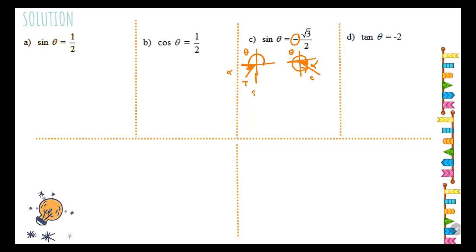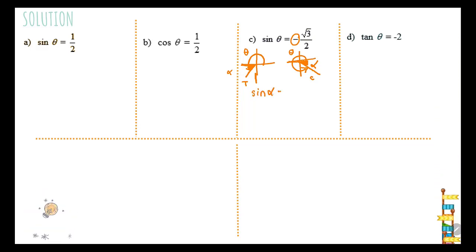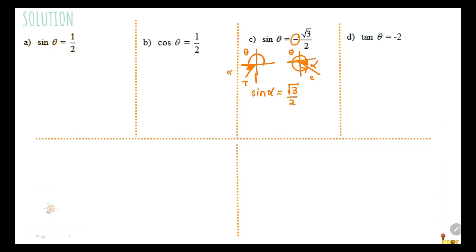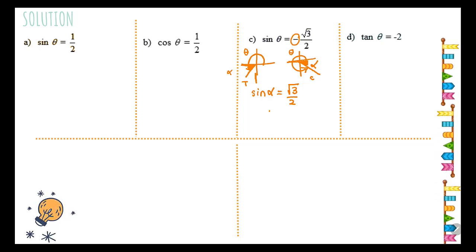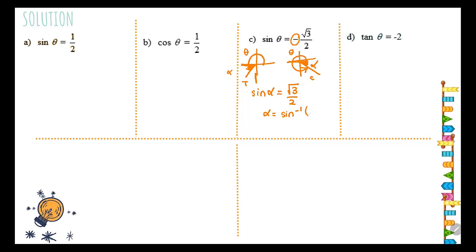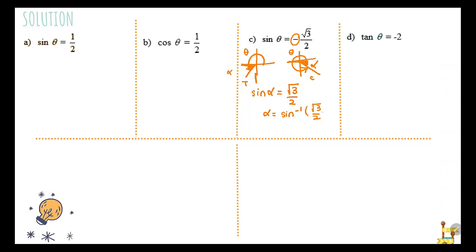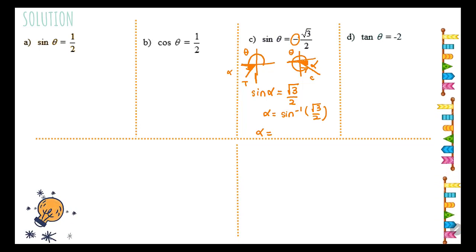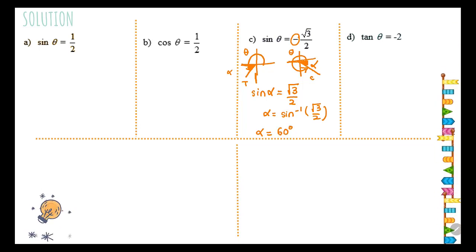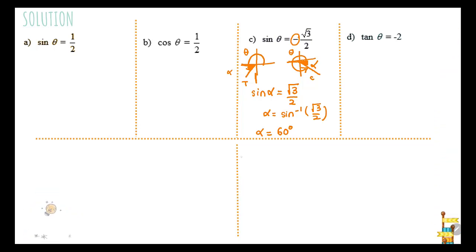Okay students, now to find alpha, we can eliminate the negative sign. The negative sign is just to decide which quadrant theta belongs to. So what is arc sine of square root 3 over 2? You have to press your calculator. Arc sine of square root of 3 over 2 gives us 60 degrees. Remember, this is alpha, not theta.